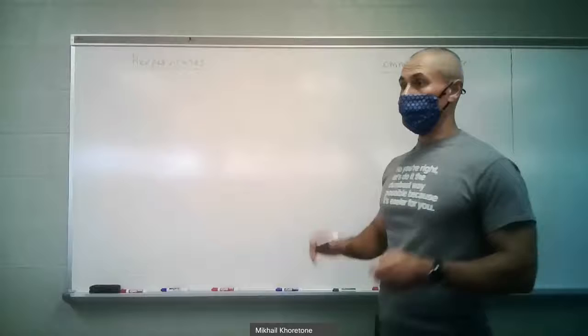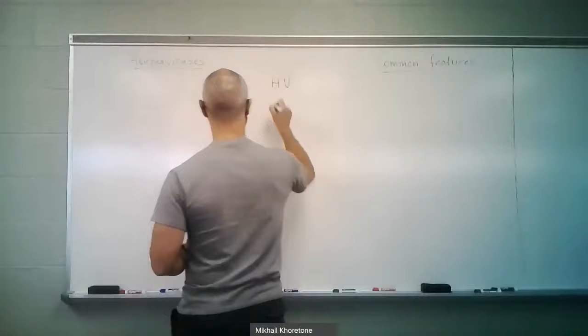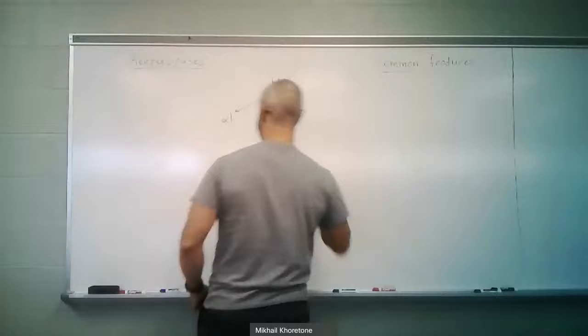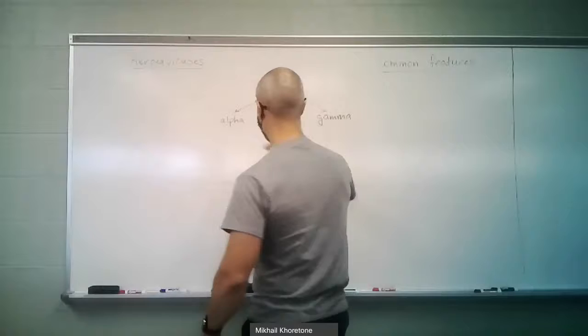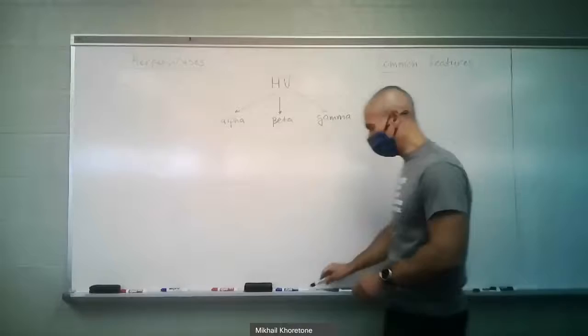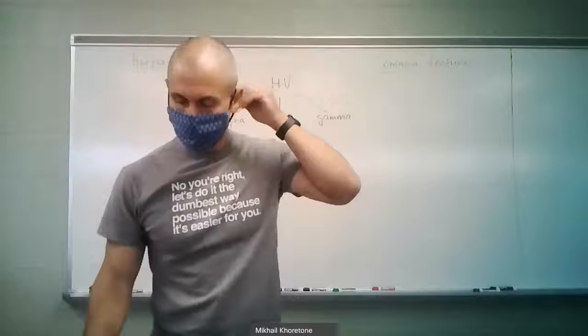So first, let's talk a little bit about the taxonomy of herpes viruses. Herpes viruses can be divided into three groups: alpha herpes viruses, beta herpes viruses, and gamma herpes viruses. Now, here I'm talking about the human herpes viruses. I know nothing about the classification of any others. You good so far?